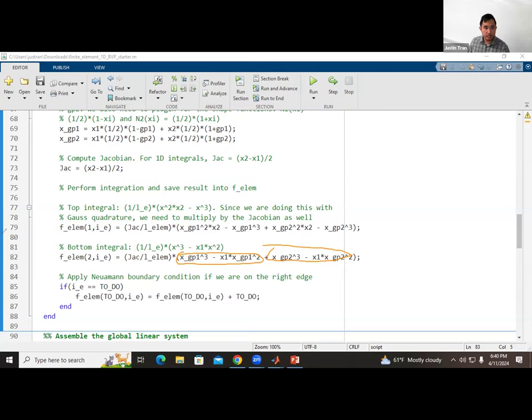If you notice how I formatted the code, the first entry in the element forcing vector is the first integral, and the second entry in the element forcing vector is the second integral. So I did each entry of the vector one by one.